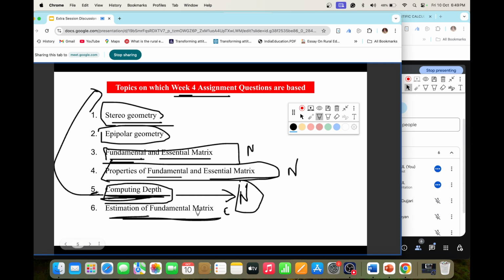And at last, estimation of fundamental matrix. This is important from your conceptual point of view, because it is a very long concept. So long calculation, so definitely it won't come in your exam, because it is long to calculate the whole fundamental matrix. But conceptually you can see how to calculate that.